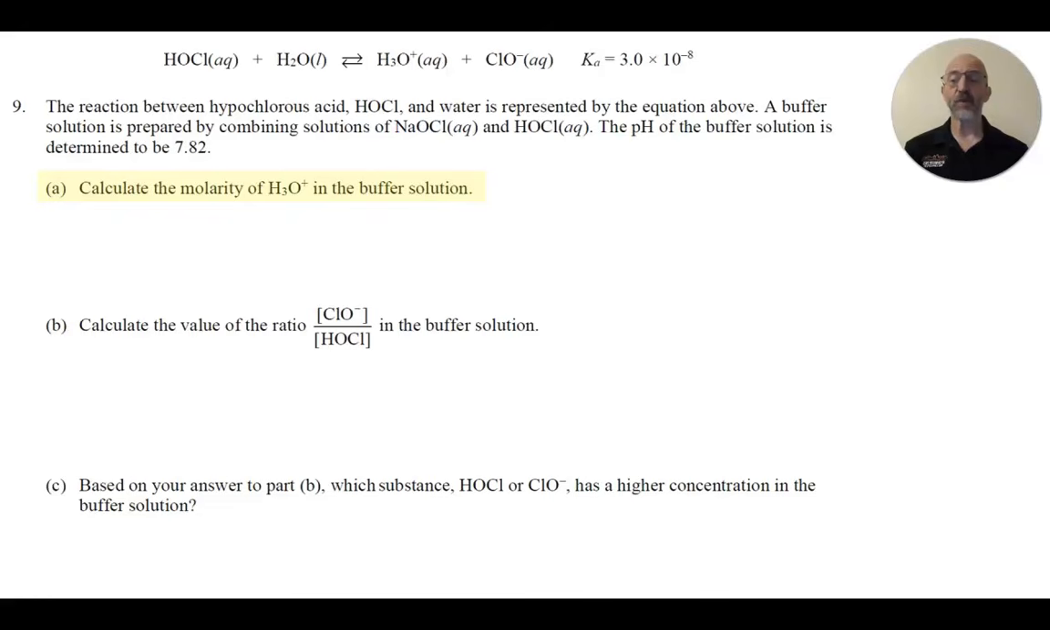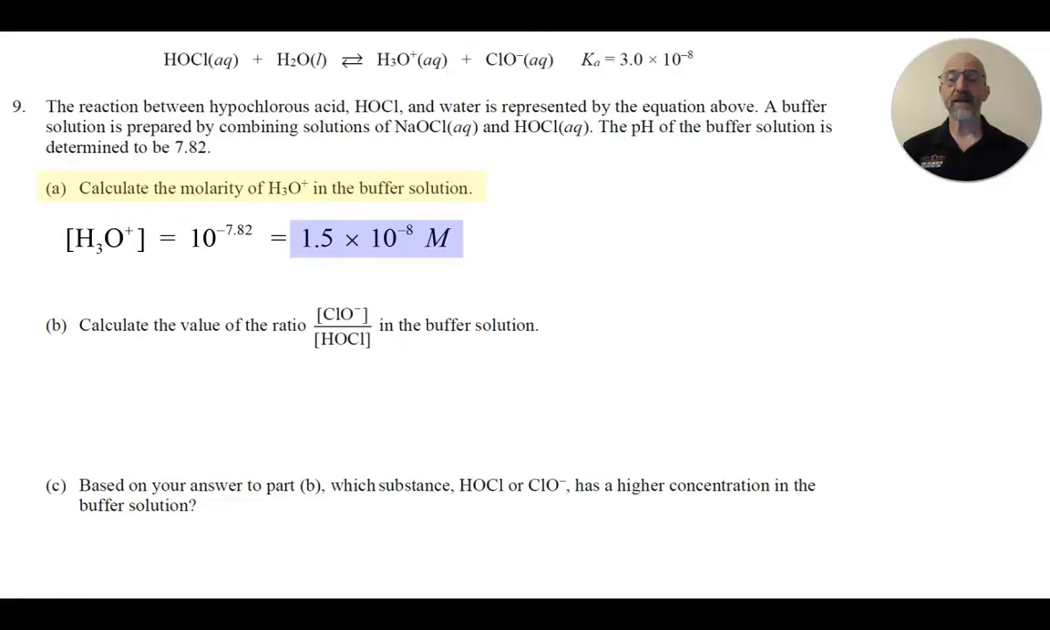Remember that if we know the pH, then the concentration of the hydronium ion is equal to 10 to the minus whatever that pH value is. So the answer to part A is the concentration of the hydronium ion is equal to 10 to the minus 7.82. And when we do that math, we get 1.5 times 10 to the negative 8 moles per liter for the molarity of the hydronium ion in this buffer solution.